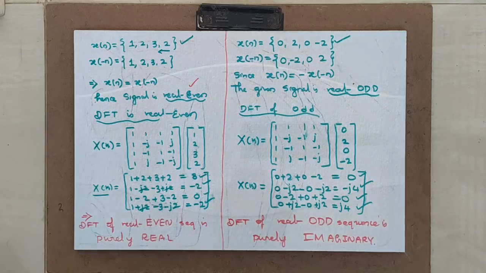I told you about real even and real odd sequences and their corresponding DFTs. In this video I explained what a real even sequence and a real odd sequence are, and what their corresponding DFTs are. Please note that real even sequences have a purely real DFT as output. If the given sequence is real and odd, the DFT of that signal will be purely imaginary. You have to note this down.